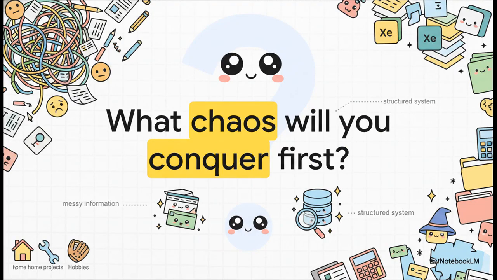So there you have it. We went from a messy pile of information to a structured, intelligent system that can actually give us answers. You now have the fundamental skills to build a database for your job, for your hobbies, for pretty much anything. So the only real question left is, what chaos are you going to conquer first?